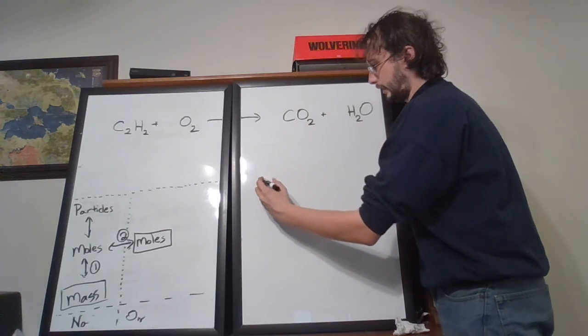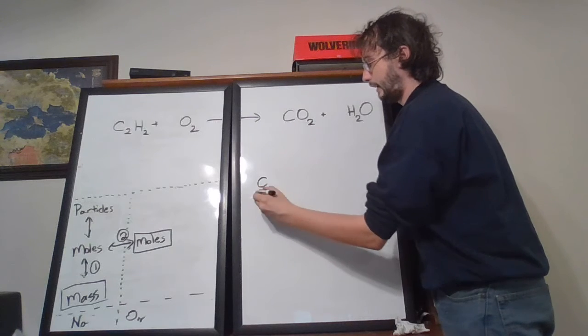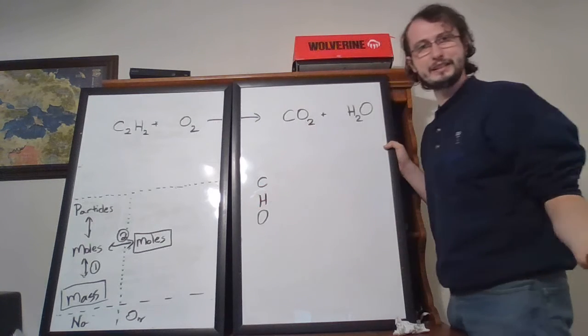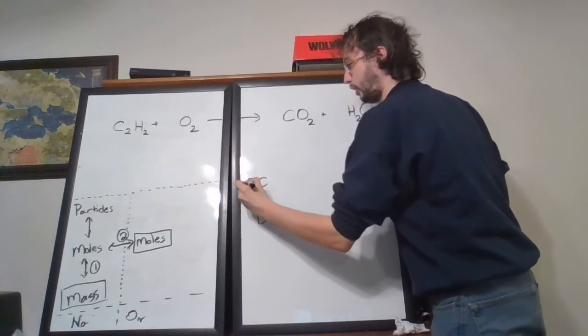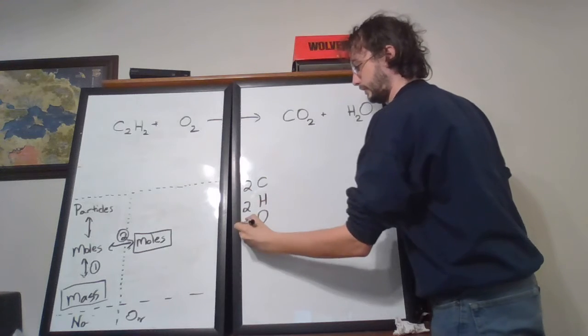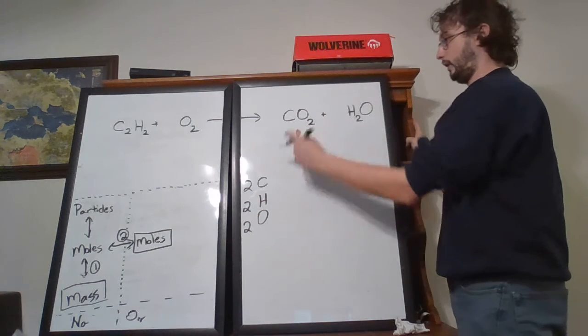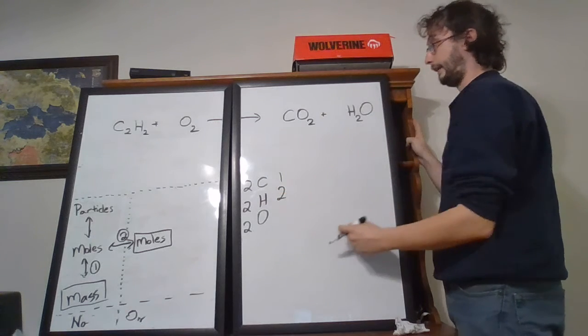So, this is a review. Things you guys mastered back in February, I think. So we have carbon, hydrogen, and oxygen. I like to list them out below to help keep track. On the left-hand side of this arrow, on the left board, we've got 2 carbons, 2 hydrogens, and 2 oxygens. On the right-hand side, we've got 1 carbon, 2 hydrogens, and then oxygens are tricky.